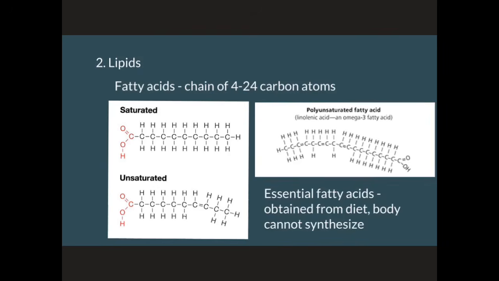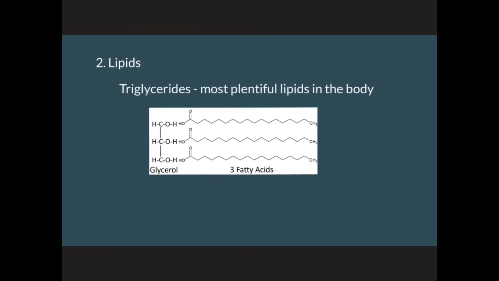And finally, essential fatty acids are obtained from the diet. The body cannot synthesize these. Examples of these would be omega-3 and omega-6. The next type of lipids are triglycerides. These are the most plentiful lipids in the body. They are made of 1 glycerol and 3 fatty acids.